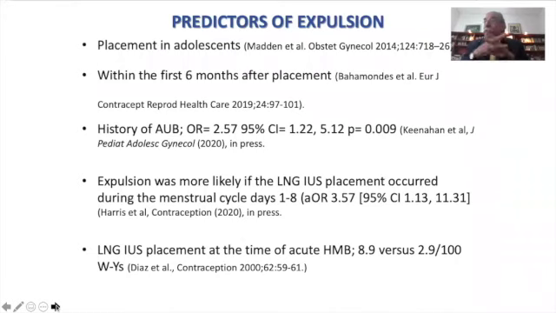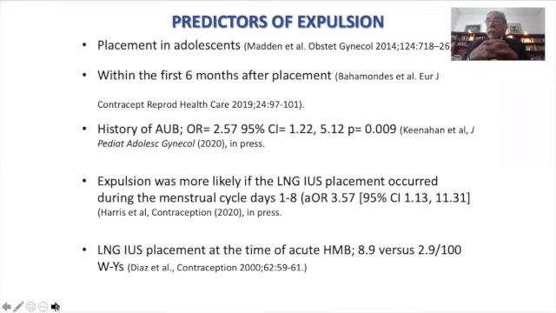Expulsion is complicated, and there are many systematic reviews and papers published about expulsion, because it is an important side effect or reason for discontinuation. When expulsion is inadvertent, women could become pregnant because they have no IUD in situ. The predictors of expulsion are placement in adolescence, within the first 6 months after placement, and a history of abnormal uterine bleeding. This is a recent paper published this year in the Journal of Pediatric and Adolescent Gynecology.